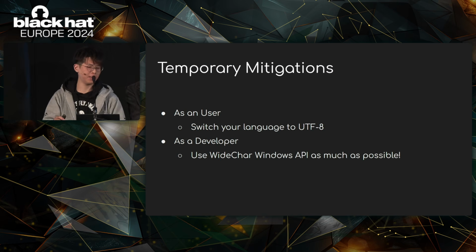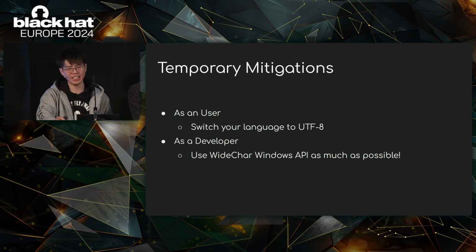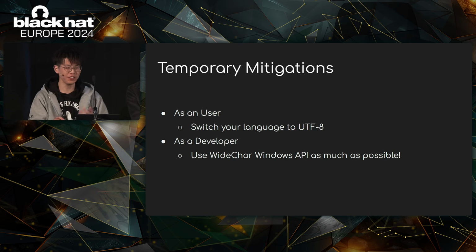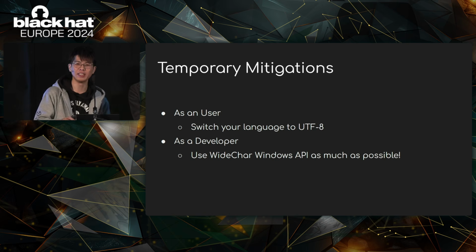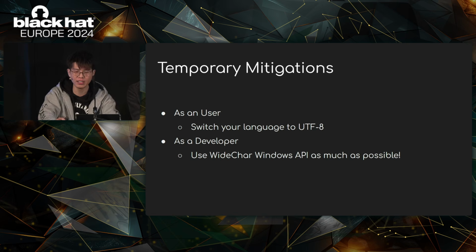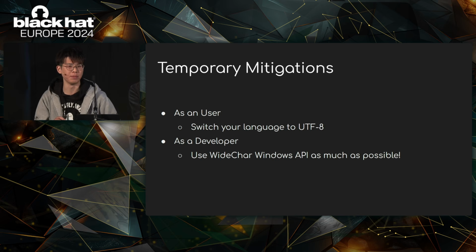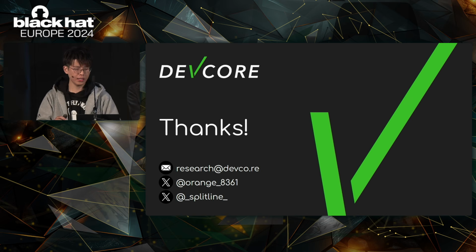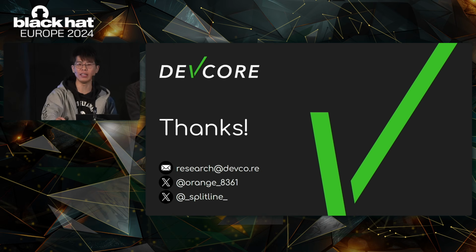OK, let's talk about the mitigation. Since this is a system-wide problem, the best mitigation for users is to switch your system language to UTF-8. And if you are a developer, please use the wide character version of the Windows API as much as possible. And that's our presentation. If you have any questions, here is our contact information.